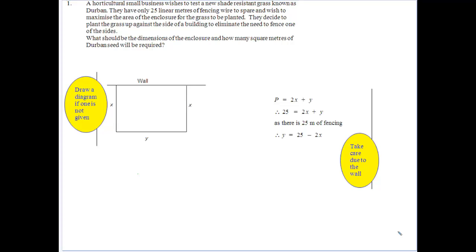So let's have a look at some more problems about maximum and minima. We've got a business here and they want to grow some grass and they only have 25 linear meters of fencing wire. So they're going to plant the grass up against the side of a building to eliminate the need for fence on one of the sides.